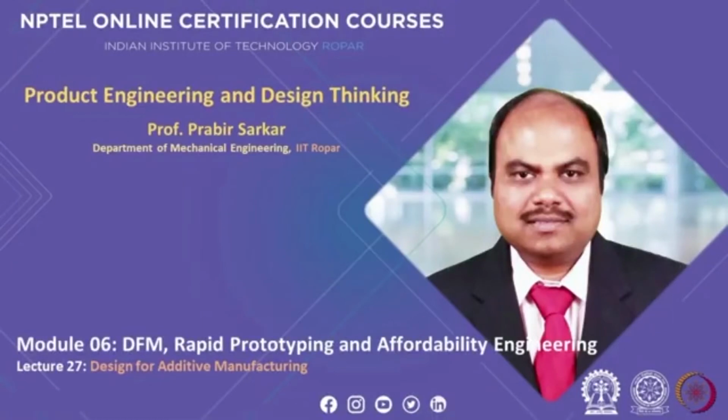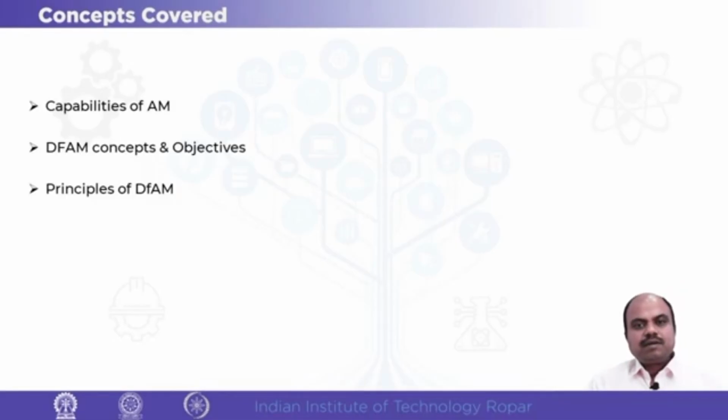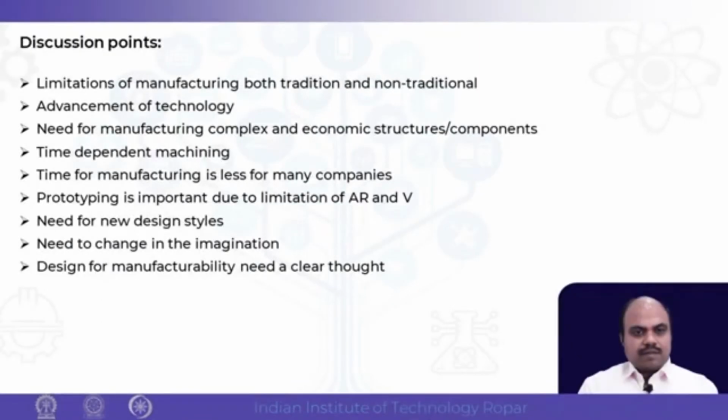Design for additive manufacturing. There are certain points regarding the additive manufacturing process which we need to discuss. The first thing is about limitations. The traditional manufacturing processes have a lot of limitations, and this is applicable for both traditional and non-traditional. Traditional means the machining processes which we generally use often for manufacturing, like lathe machine, milling machine, and other things.